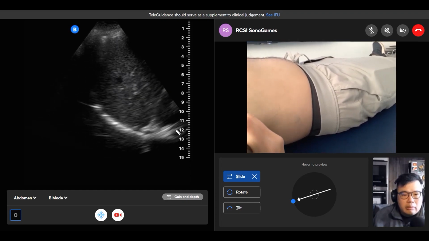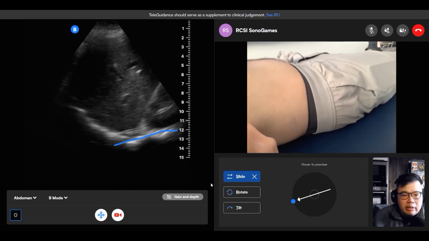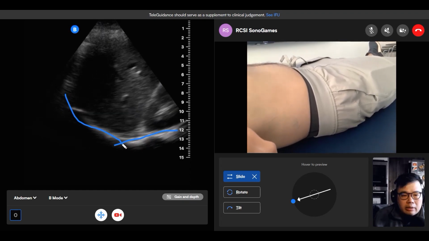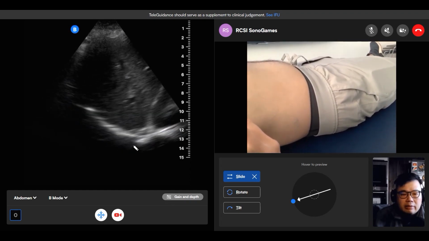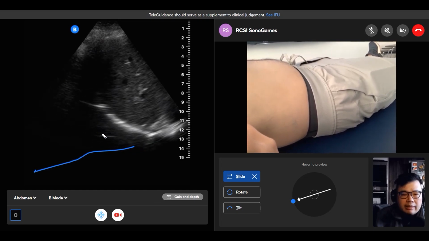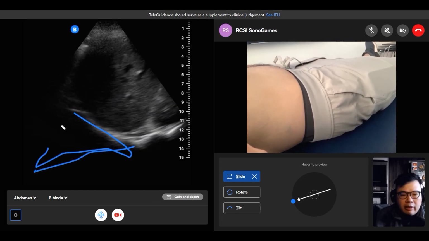Okay. So I think I'm seeing spine there. Yeah, you have spine down here. And it kind of stops at the costophrenic angle. Yeah, exactly. So you can be quite happy that there's nothing further up in this area.